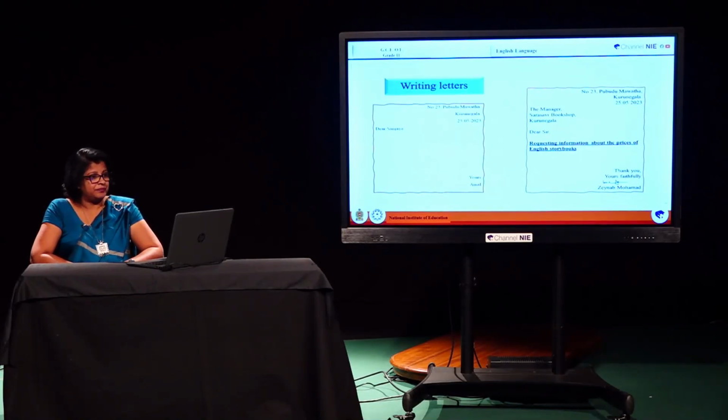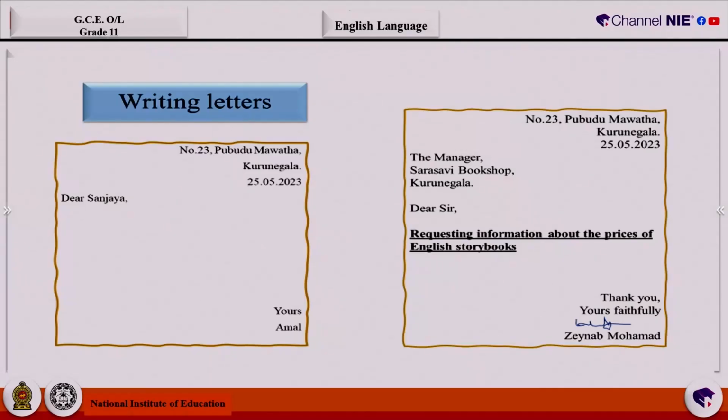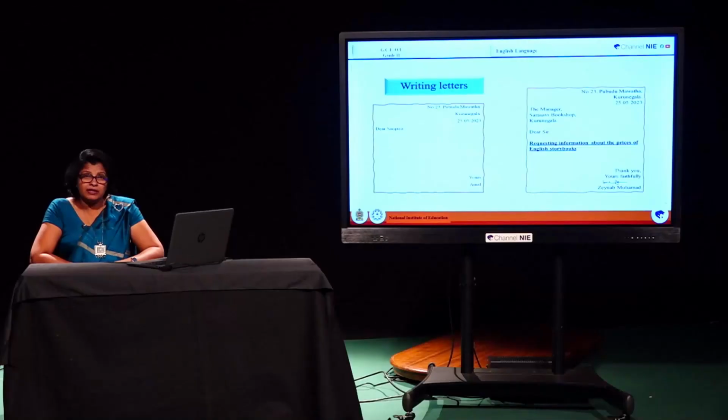In my letter, it is requesting information about the prices of English storybooks, since I am writing to the manager of a certain bookshop. This is my requirement. I want to request some prices of storybooks. So, I am writing that as my subject, and I have underlined it. So, after that, I can write my need in the body of the letter, and after writing all these things, I have to thank them, and then I am writing like thank you, yours faithfully. I put my signature and the name. Children, this is one format of writing a formal letter, or else you can put all these addresses and the ending of the letter to the left side.